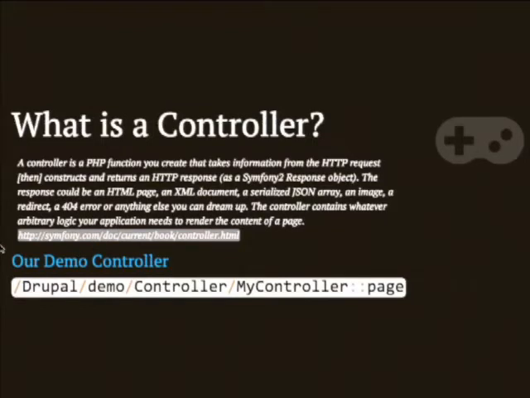a controller is essentially a PHP function that takes information from an HTTP request and then constructs and returns an HTTP response. So that can be anything from an HTML page, an XML document, serialized JSON, an image, redirects, 404s, whatever you can dream up. Essentially, the controller contains the arbitrary logic that your application needs to render the content. So our controller in this case was the actual page method.